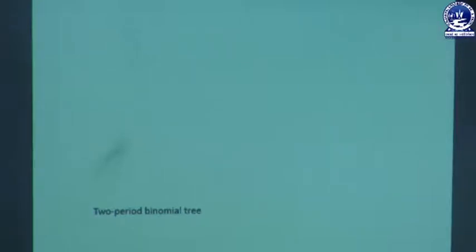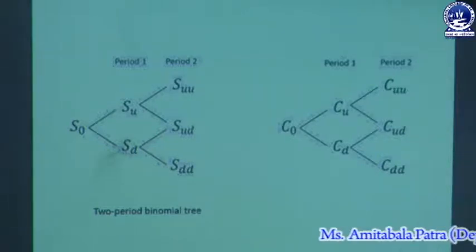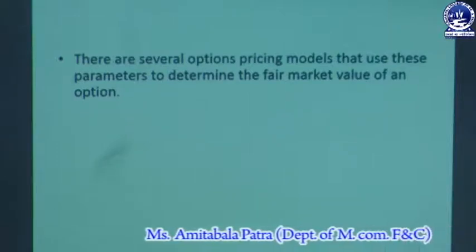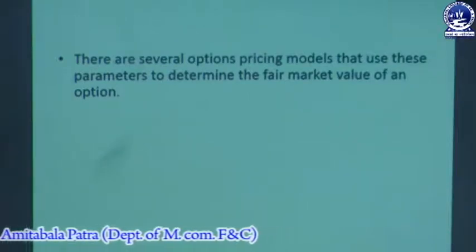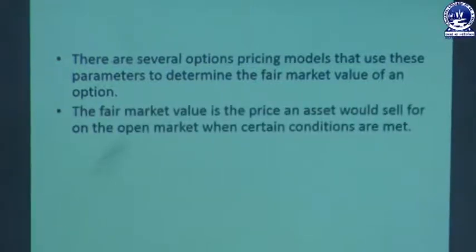So, we have a two period binomial tree here which can clear this up. This is period 1 and period 2. We can see the two period binomial tree as it is shown here. Now, there are several option pricing models that use these parameters to determine the fair market value of an option, and the fair market value is the price an asset would sell for on the open market when certain conditions are met.